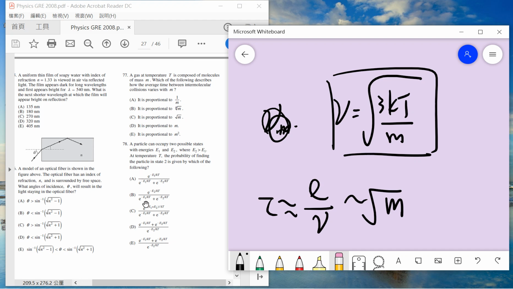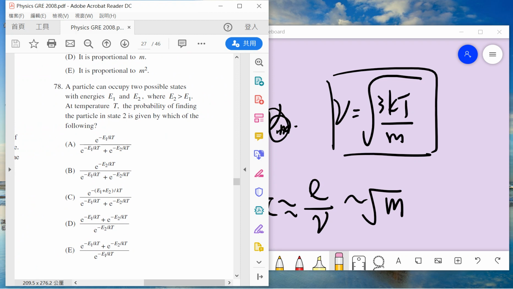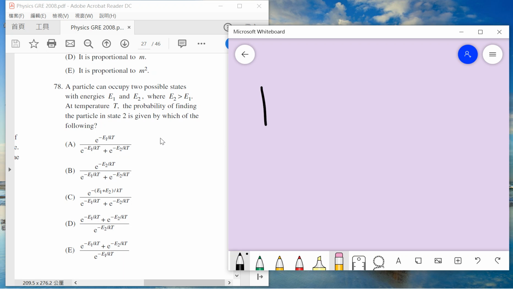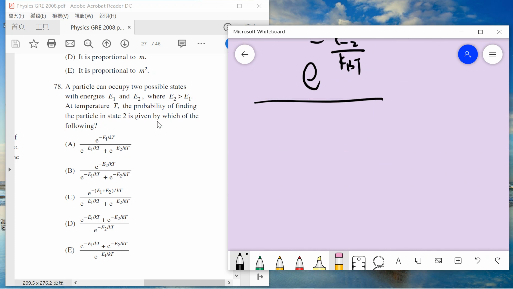That's it. So 78, you have E1, E2, and the temperature. The probability is proportional to exponential of minus E divided by kBT. So for the probability of state 2, you have exponential minus E2 over kBT, divided by exponential minus E1 over kBT plus exponential minus E2 over kBT. So this is the answer.